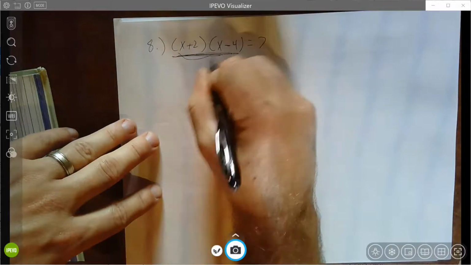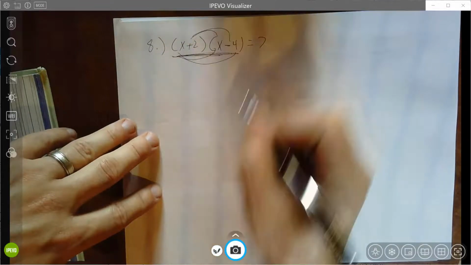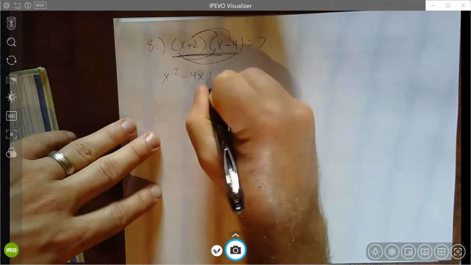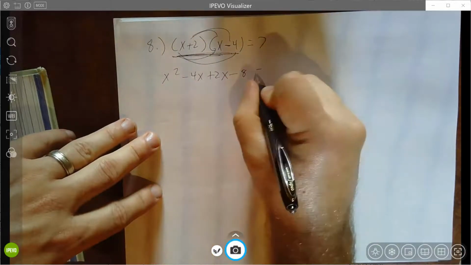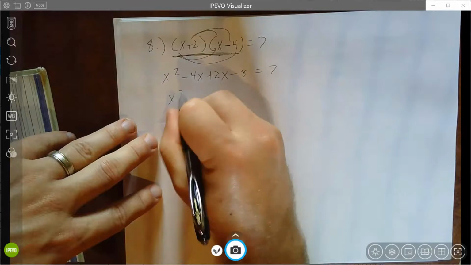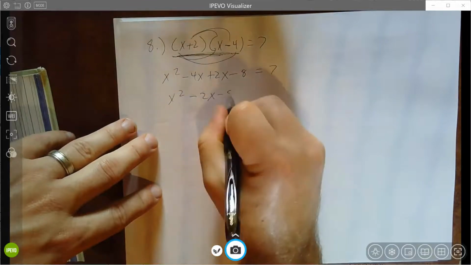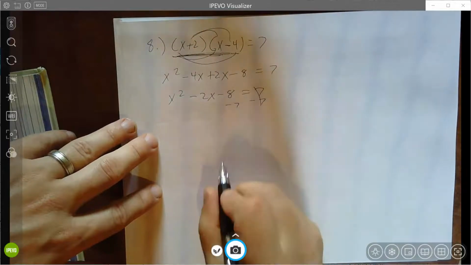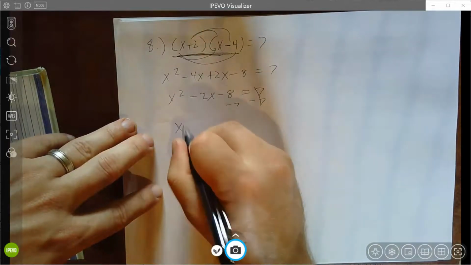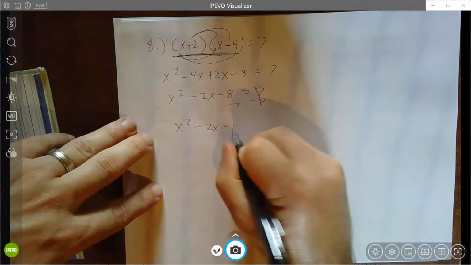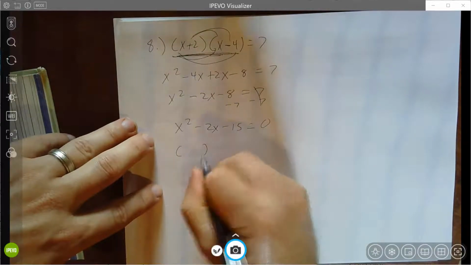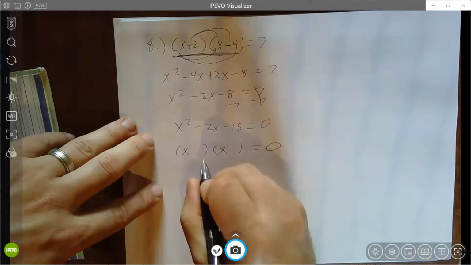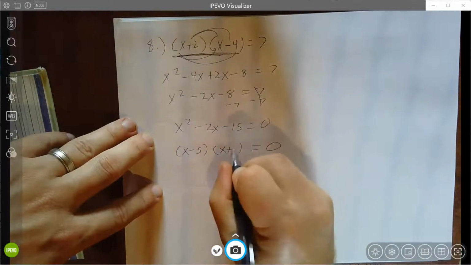So if I FOIL this out, that'll be x squared minus 4x plus 2x minus 8. Combine my like terms, x squared minus 2x minus 8. Then move the 7. The minus 7 is going to now combine with that minus 8. You get x squared minus 2x minus 15. And then you factor that. What multiplies to negative 15 and adds to negative 2? That'd be a negative 5 and a positive 3.